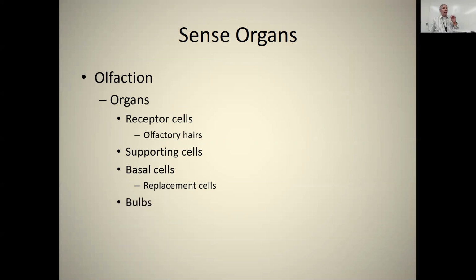And then these nerve cells send their axons through the cribriform plate in the ethmoid bone to what's called the olfactory bulbs. In that little nucleus called a glomerulus, they synapse with the secondary cells called mitral and tufted cells. And they send their axons into the brain via cranial nerve 1, olfactory.